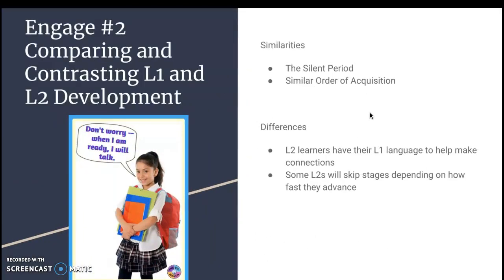There are many different things that take place during Language 1 development as well as Language 2 development, such as the silent period, but we still do have a similar order of acquisition. Some differences are that Language 2 learners will have their first language to help them make connections, and they may skip stages.